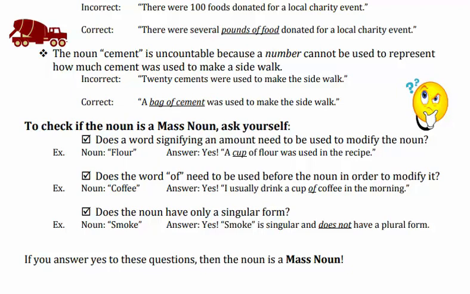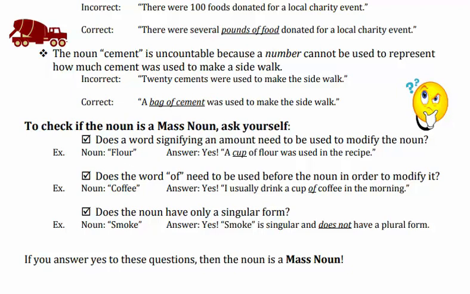What is the third category? Does the noun have only a singular form? So whatever has only a singular form, it means something which is not further divisible or which does not have any plural form. Yes, smoke. हम ये नहीं कहते there are many smokes. It does not sound good or it is incorrect. Yes, smoke is singular and does not have the plural form, but it is included in the mass noun.